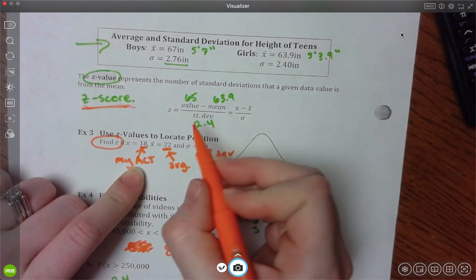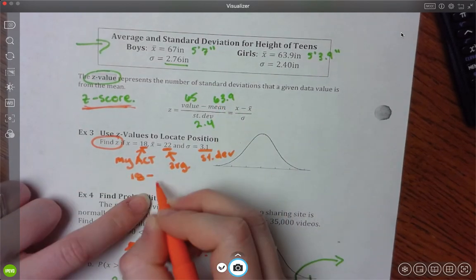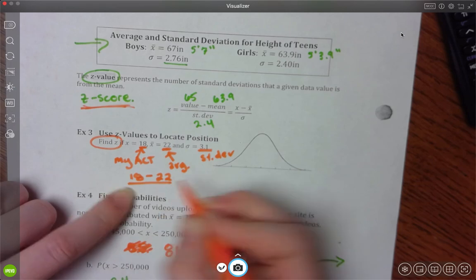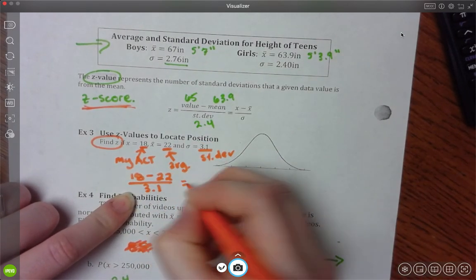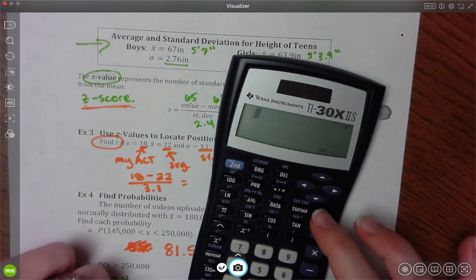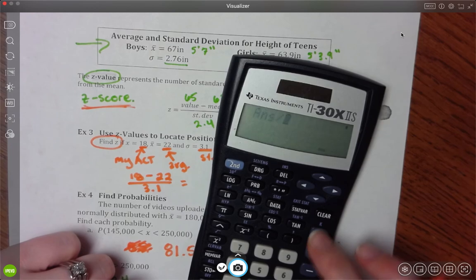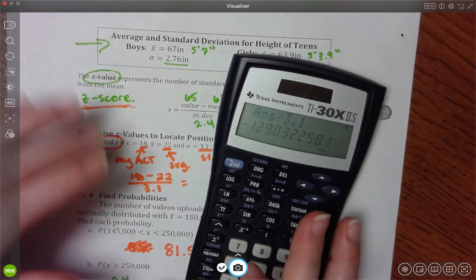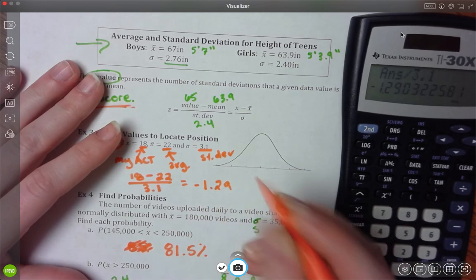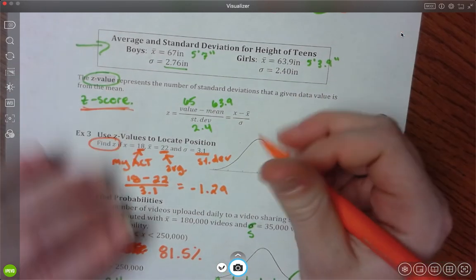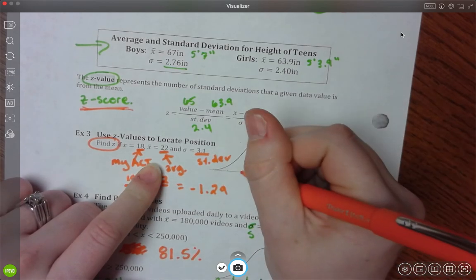So I take my value, which is 18. I subtract the mean, which is 22, and I divide by the standard deviation, which is 3.1. And I get an answer. 18 minus 22 divided by 3.1. I am at a negative 1.29. Negative 1.29.